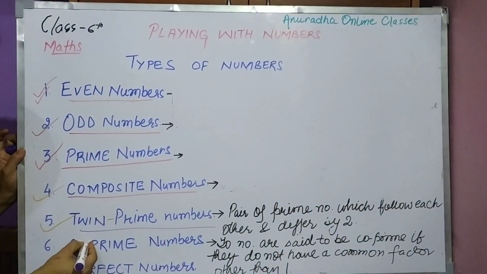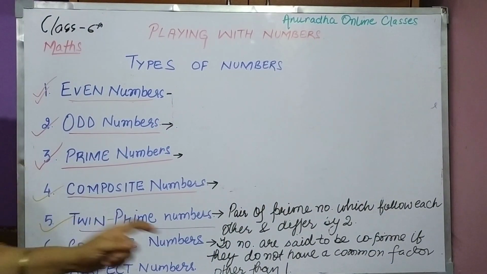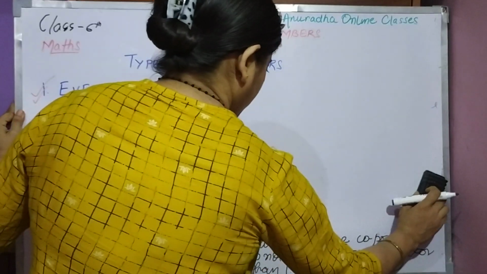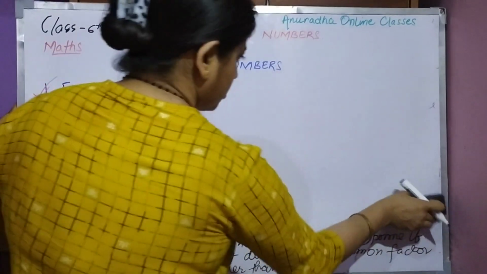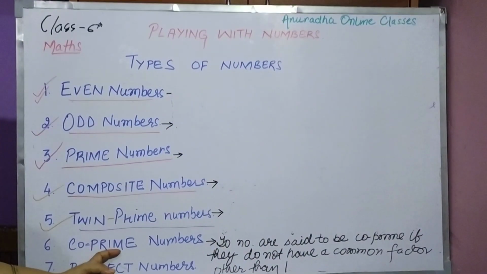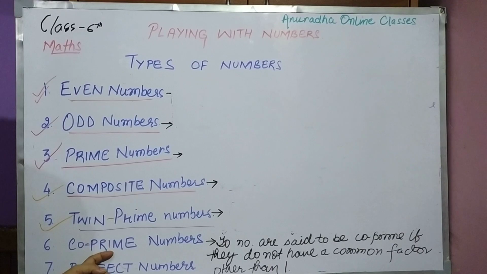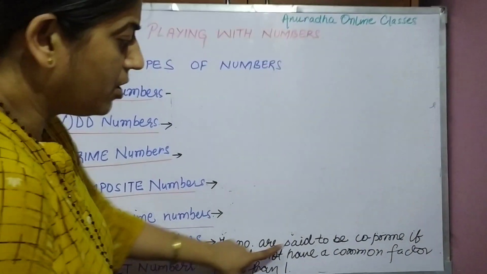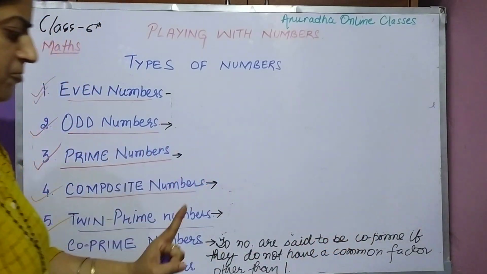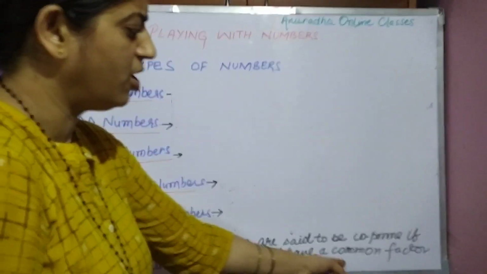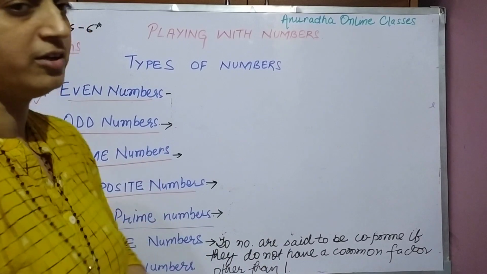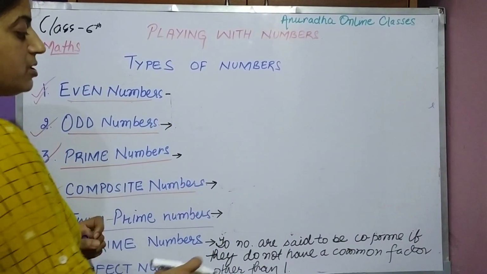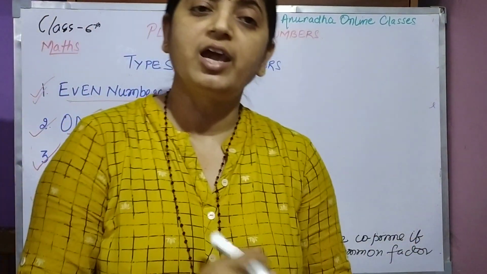That is co-prime number. What? Co-prime number. Co-prime number क्या होता है? I'm just rubbing this so that you should not get confused. See, co-prime number again. Numbers are said to be co-prime if they do not have a common factor other than 1. If they do not have a common factor other than 1 means उनका कोई भी common factor नहीं होना चाहिए.